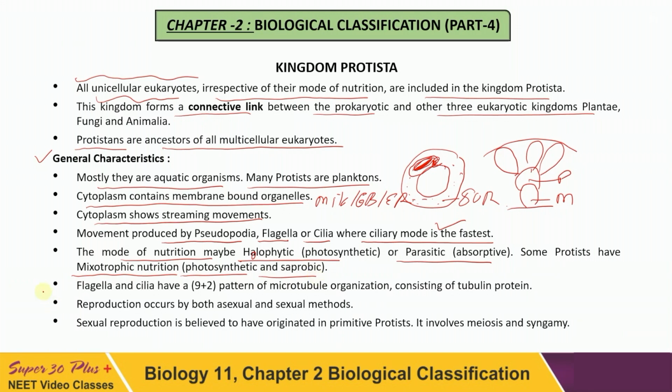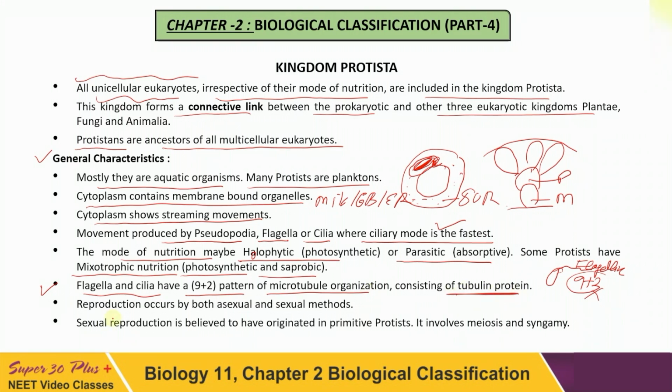Flagella and cilia are present. It is having a 9+2 pattern, as in eukaryotes. You know that flagella may be there in bacteria, but there this 9+2 pattern we do not have, and it is made of a protein, that is flagellin. Flagellin protein is there, while in eukaryotes, the cilia or flagella have a 9+2 pattern, and it is made of microtubule organization, and tubulin protein is there.